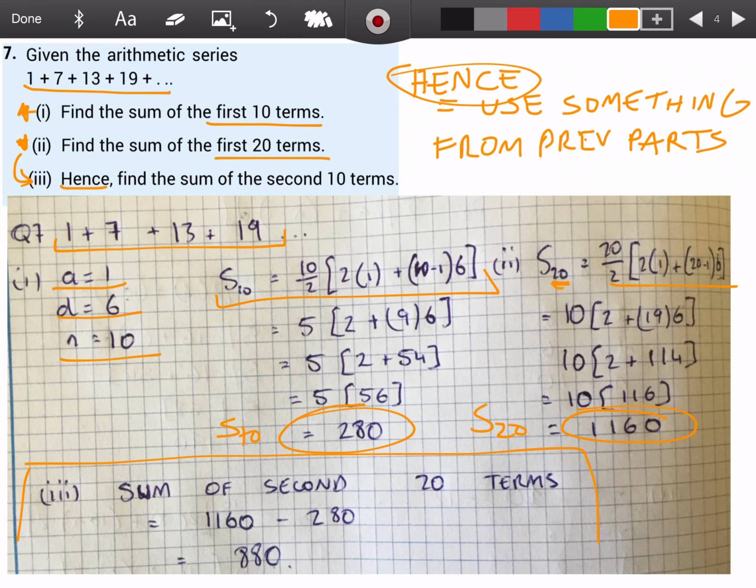Now what the question asks in part 3, find the sum of the second 10 terms. So you can imagine the first 10 terms are 1 plus 7 plus 13 plus 19 plus whatever up to the 10th one. If I add all those together, it would give me 280. Once I get to term 11, term 12, term 13, up to term 20, that's how much I want. So I know all of the 20 added together are equal to this, and I know all of the first 10 are equal to this. So all I've got to do is subtract them. If I do the bigger one, 1160 minus the 280, it will give me the value from term 11 up to term 20, if you get me.